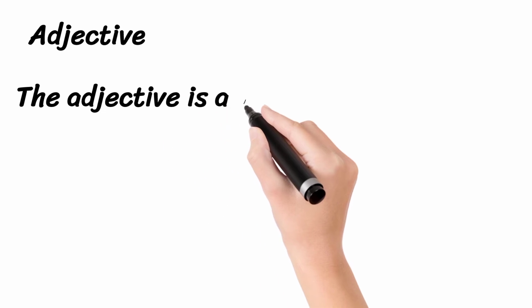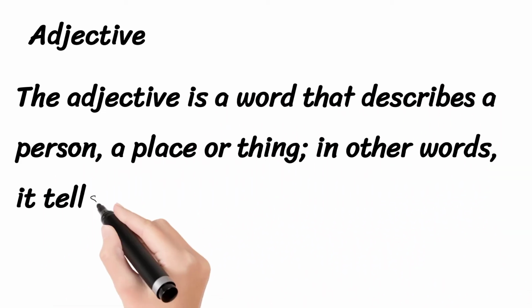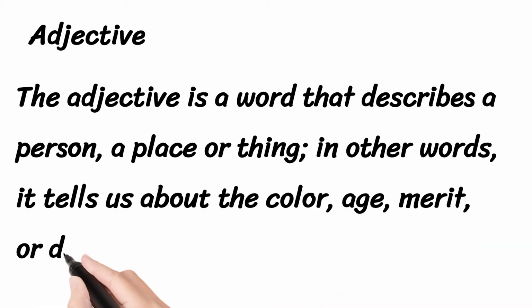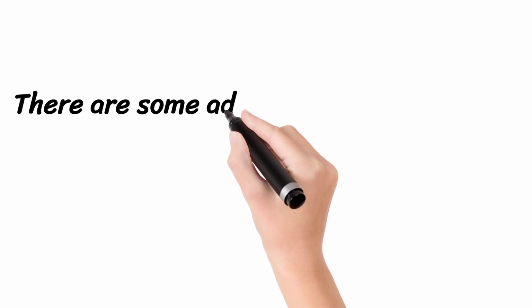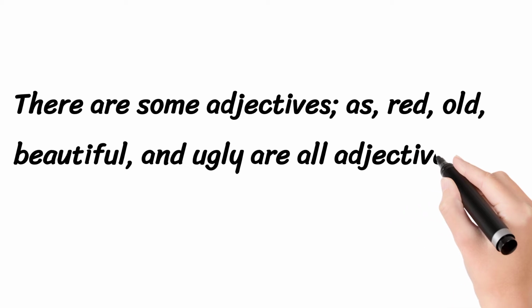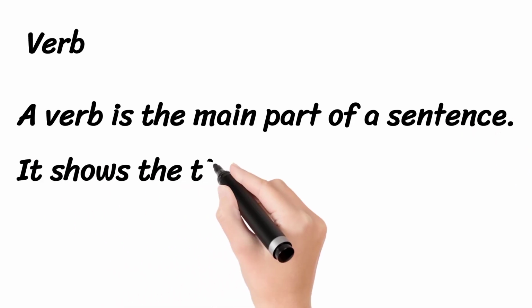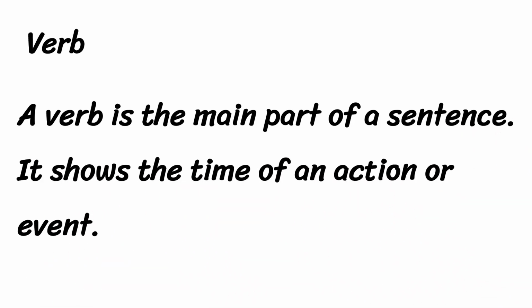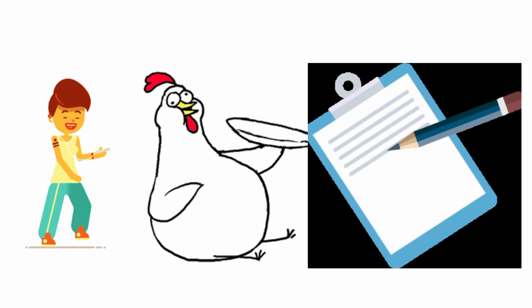Adjective. An adjective is a word that describes a person, place, or thing. In other words, it tells us about the color, age, merit, or demerit of a thing. Some adjectives are red, old, beautiful, and ugly. Verb. A verb is the main part of a sentence. It shows the time of an action or event. Some verbs are go, eat, write, etc.